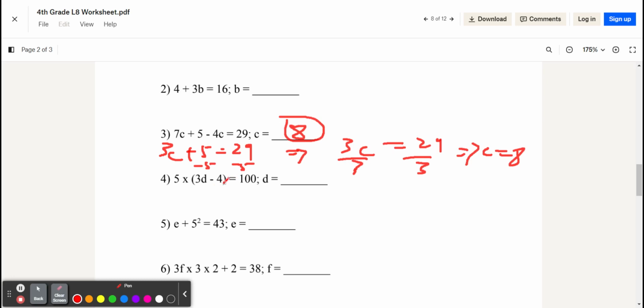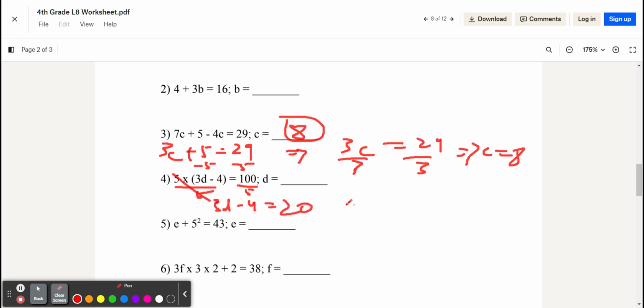5 times (3d minus 4) equals 100. Now we have to remember the order of operations. We have got to keep these together. Or it's actually easier to just divide both sides by 5. And then since this is 5 times this whole thing, these two cancel. And 100 divided by 5 is 20. So we get 3d minus 4 equals 20.